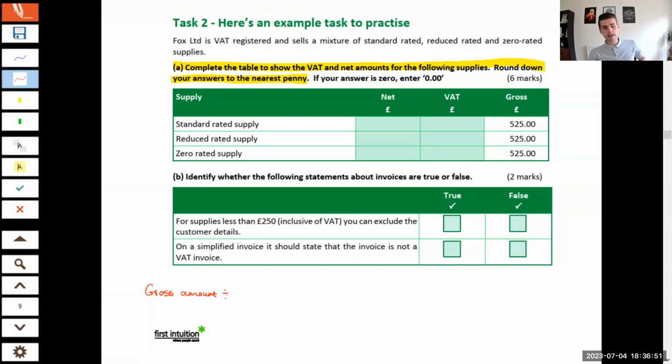Now, again, different ways you can do this. So, for example, for the standard rated supply, I know the standard rate is 20%. So I'm going to divide it by 120. Now, again, different ways you can do it. You can times by 100, and that will give you the net amount.